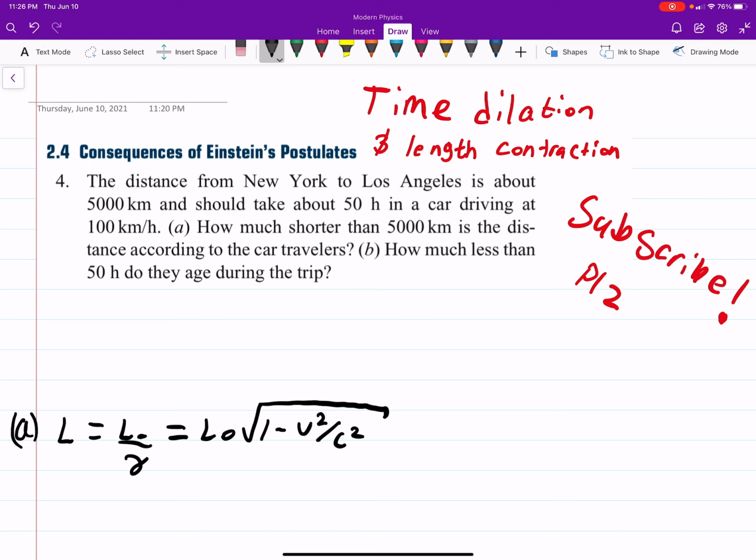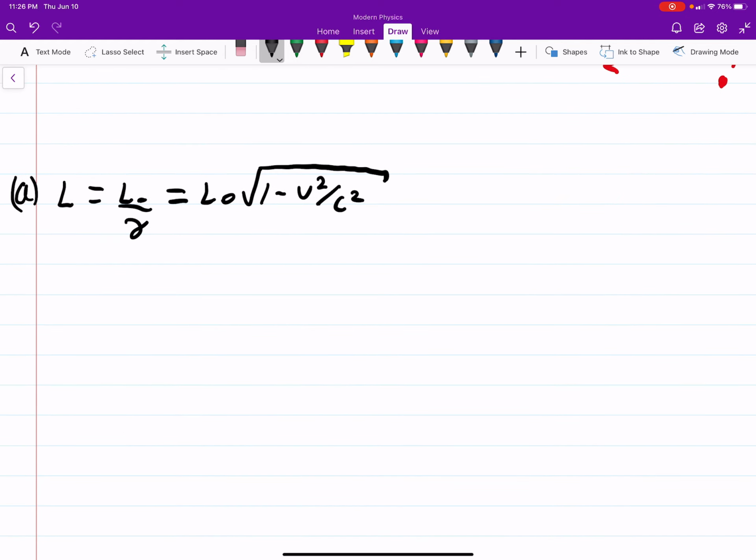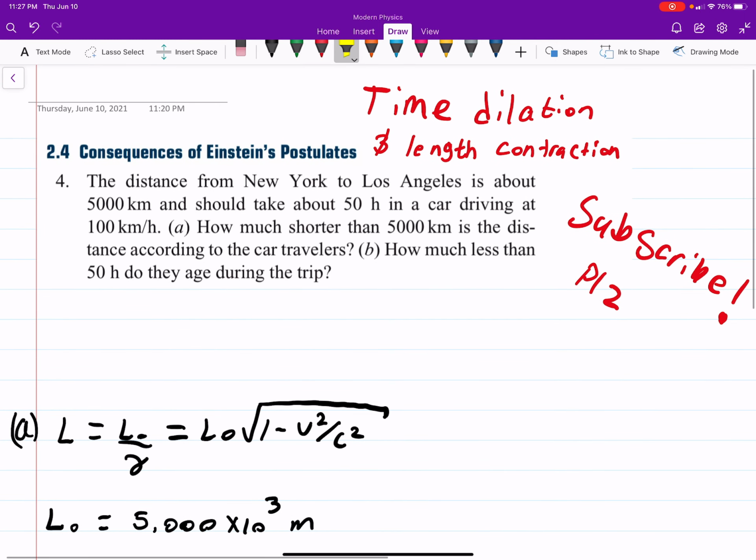So that's our equation. I'm going to go ahead and convert a few things. Our L naught is our rest length. So you could think of that as from an outsider's perspective, from a stationary point of view. How long is the distance? So the distance is 5,000 kilometers. That's what it says in the question. So we're just going to convert that by multiplying it by 10 to the third meters. This is the rest length.